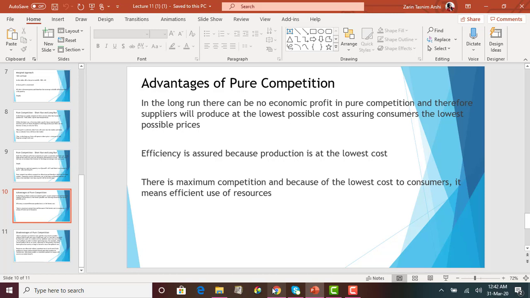And finally, there is a lot of competition in the market. There are a lot of sellers, and they compete with one another. That's good for consumers because consumers pay the lowest cost and there's a lot of competition among the firms. And as long as we have more competition, we will have a more efficient market. So these are the advantages of pure competition.